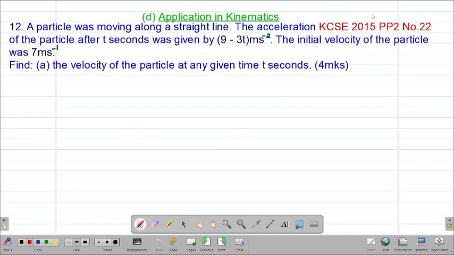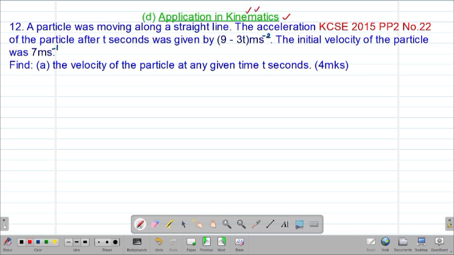Welcome to today's class. It's our 9th lesson on a given Form 4 mathematics topic called integration. So we are looking at our fourth aspect on this particular topic, which is called applications of integration in kinematics. So we start by defining the term kinematics.